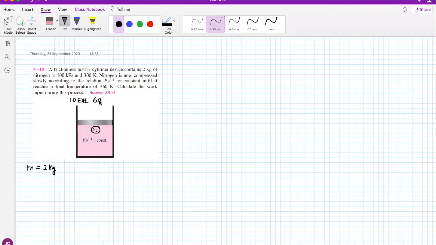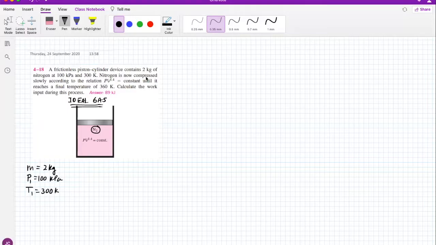Okay, so nitrogen is a keyword for ideal gas. In our course, we understand that nitrogen functions as an ideal gas unless certain conditions are different, okay? And they are also telling me that inside this piston cylinder device, the pressure is 100 kilopascals. Meanwhile, the temperature is 300 Kelvin. So far, this is just raw data out of the sentence.